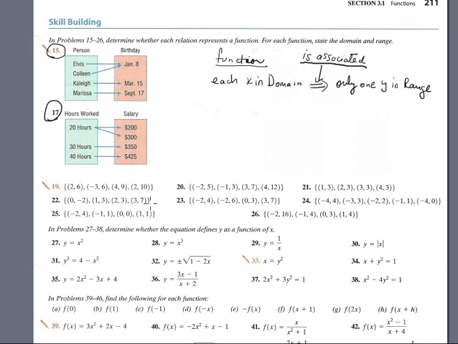Okay, section 3.1, exercises 15 and 17. Obviously 15 is a function. According to the definition of a function, remember each element in the domain is associated with only one element in the range. Only one. This is the key idea. Only one.